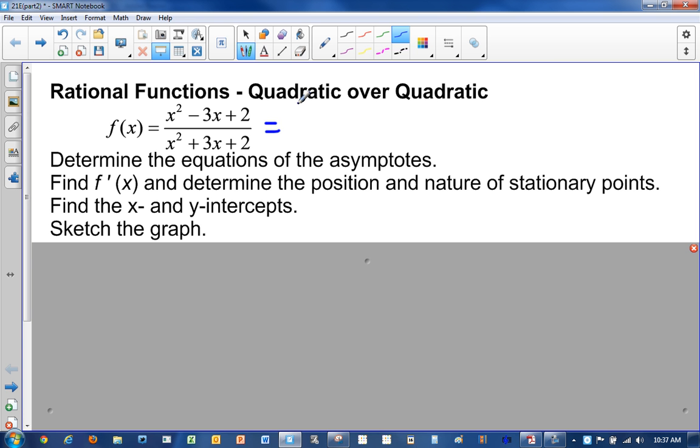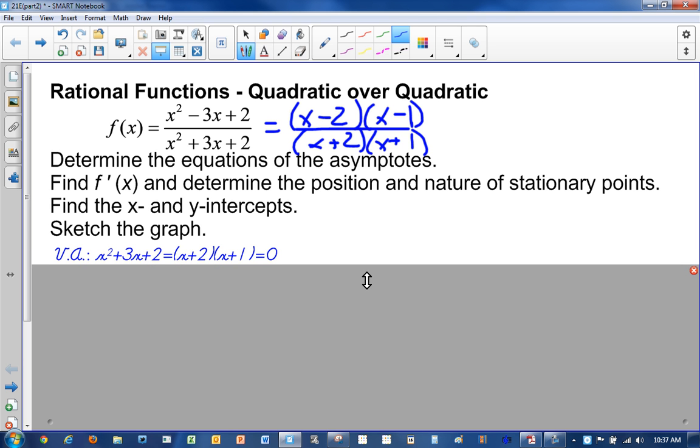I like to factor this. So this is x minus 2 times x minus 1 all over x plus 2 times x plus 1. All right, so there's my factorization. That helps me figure out some of these.